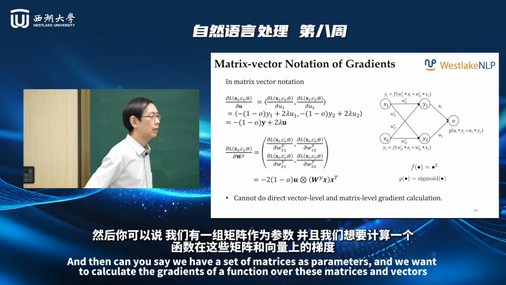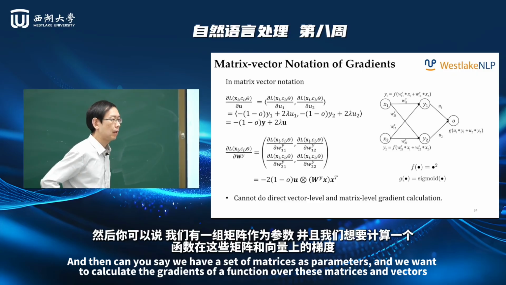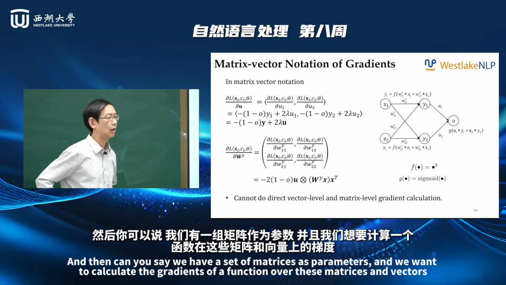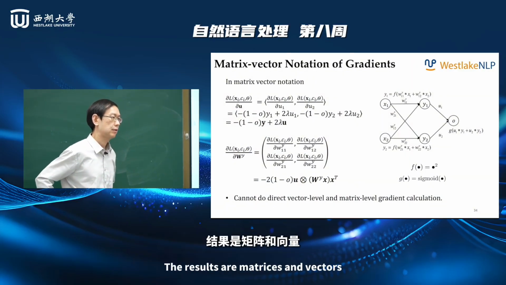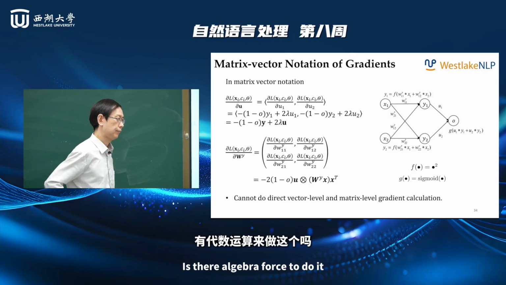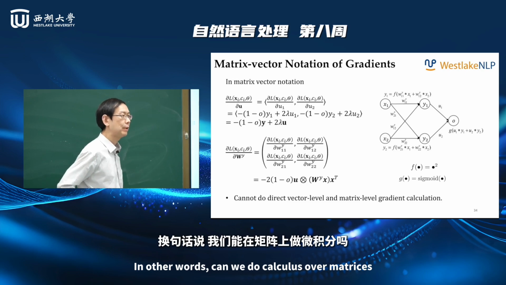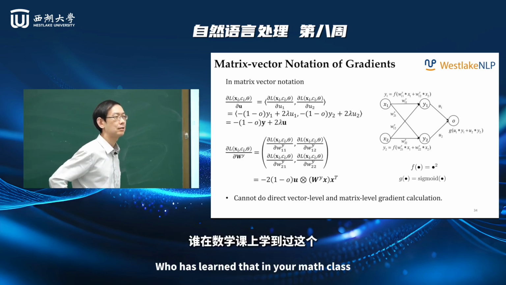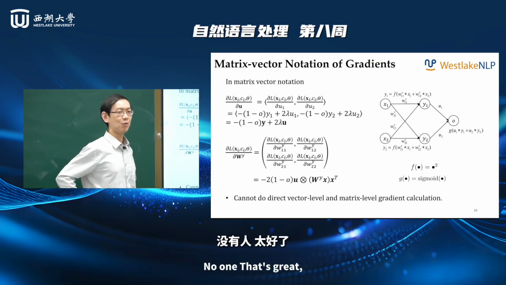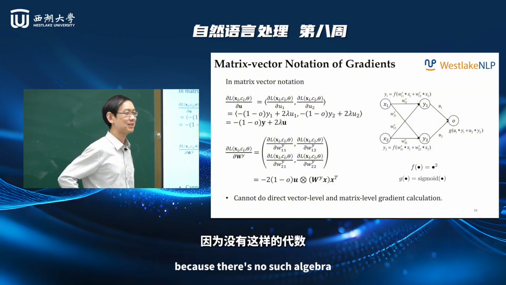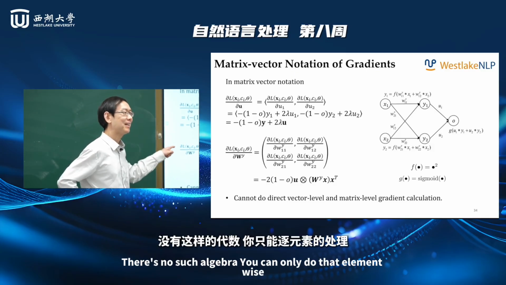And then can you say, okay, we have a set of matrices as parameters, and we want to calculate the gradients of a function over these matrices and vectors. The results are matrices and vectors. Is there algebra for us to do it? In other words, can we do calculus over matrices? Who has learned that in your math class? No one. That's great, because there's no such algebra. You can only do that element-wise.